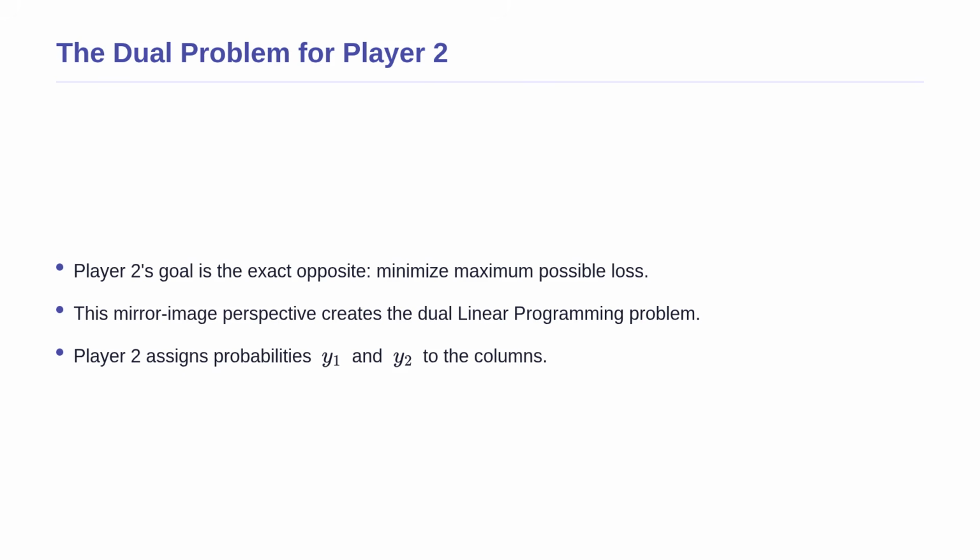Just like player 1, player 2 must choose probabilities, which we will call y sub 1 and y sub 2, for choosing column 1 and column 2. These probabilities must also add up to exactly 100%.